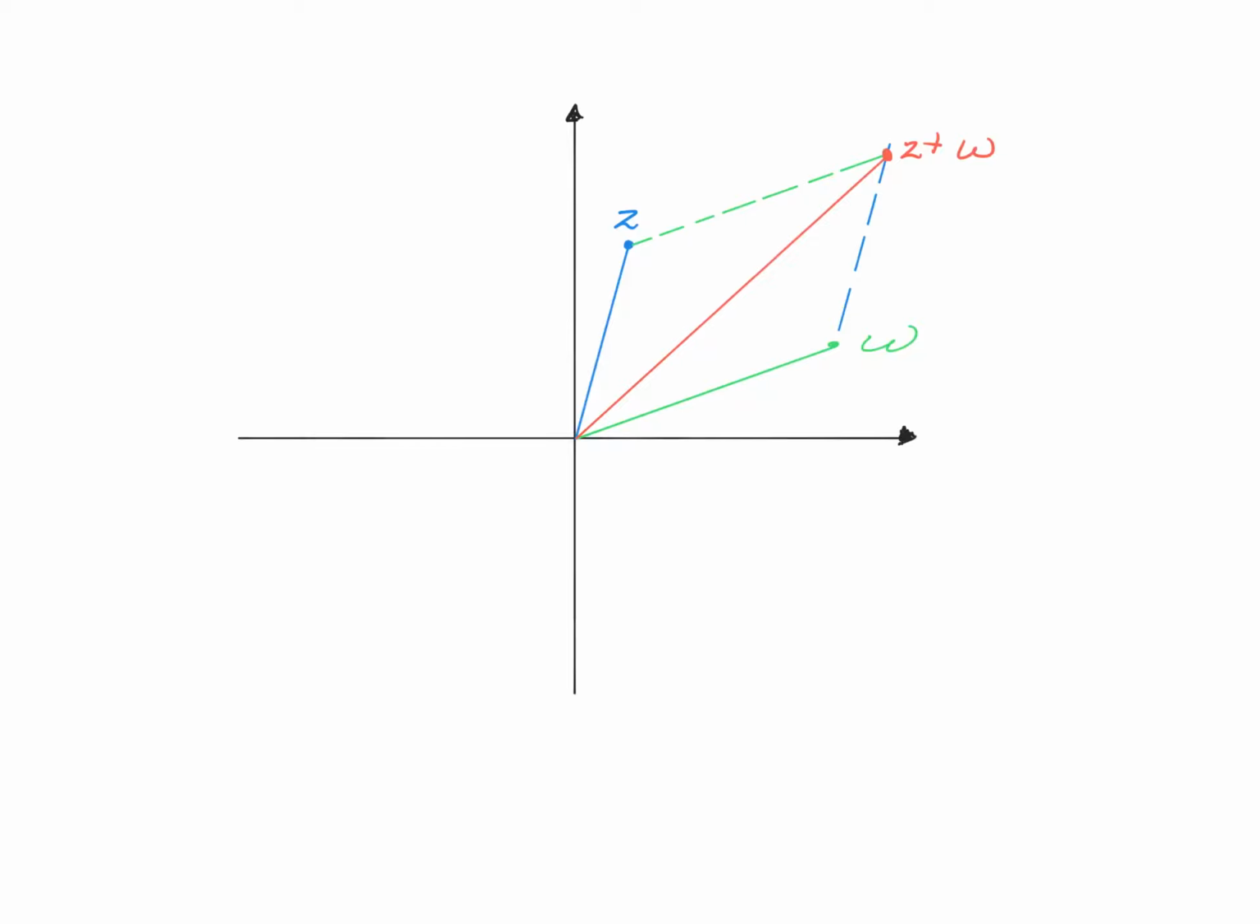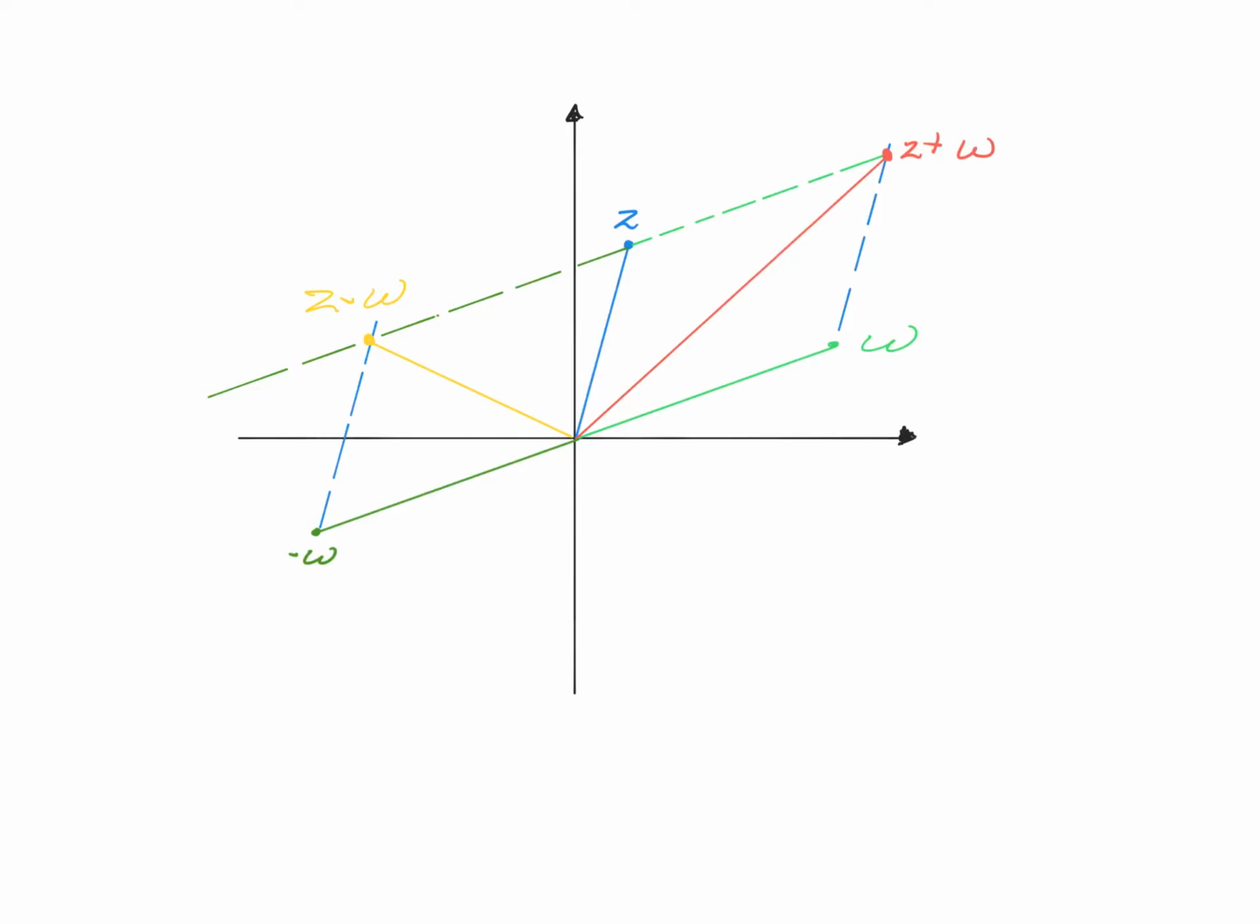To do the same thing for z minus w, we first indicate minus w. Minus w is just the opposite across the origin, so we make a mirror image across the origin of w. This is minus w, and then we do the same thing. We complete the parallelogram between z and minus w to find the subtraction z minus w. If we then look at the plot, we see that the modulus of the sum is the length of the red line, and the modulus of the difference is the length of the yellow line.